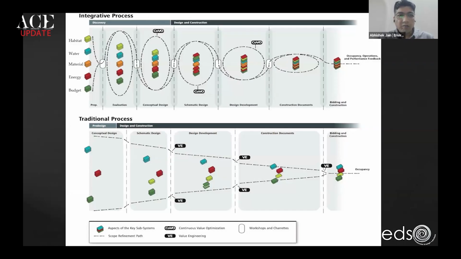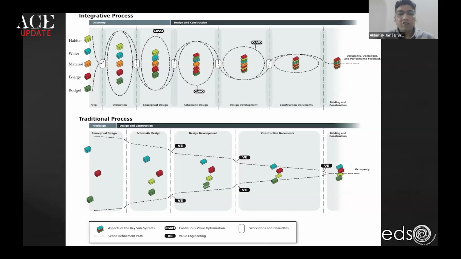Now, if you look at the bottom part of this slide, this represents the conventional or traditional process where each of these aspects is addressed by the respective stakeholder or design partner in silos. And Akshay also brought this up in his talk. And then we have various stages of value engineering in between, where the design is integrated, which ultimately results in a not so appropriate design.